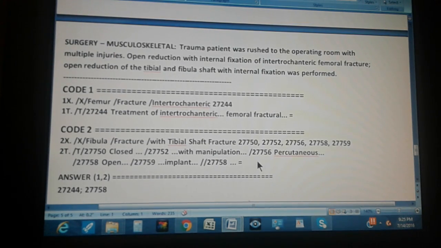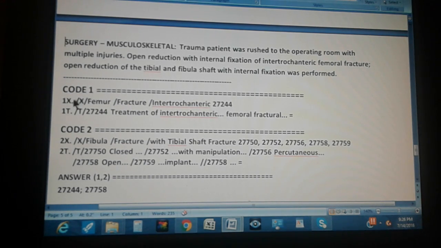All right. This is the summary of the whole problem. This is the surgery section of the CPT manual, the musculoskeletal system. The trauma patient was rushed to the operating room with multiple injuries. And what was done to the patient? An open reduction with internal fixation of intertrochanteric femoral fracture and an open reduction of the tibial and fibula shaft with internal fixation was performed. Okay, so those two things. So there are 2 codes.